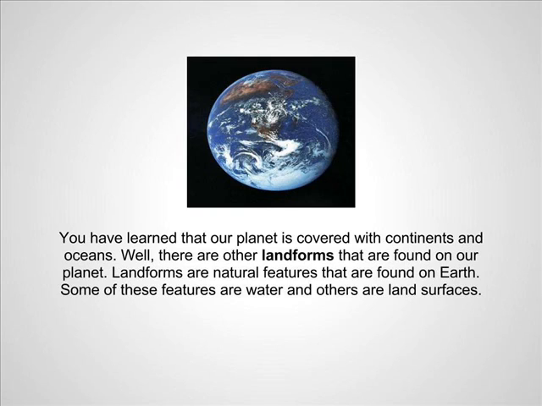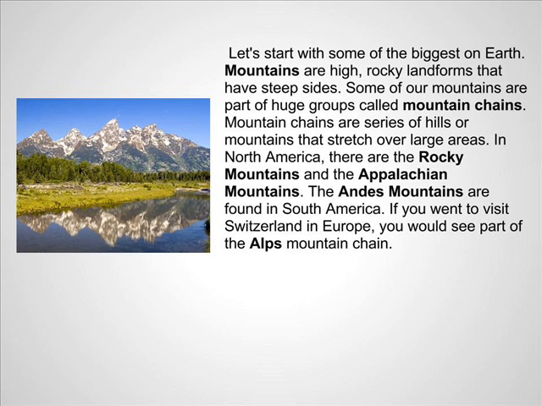You have learned that our planet is covered with continents and oceans. Well, there are other landforms that are found on our planet. Landforms are natural features that are found on Earth. Some of these features are water and others are land surfaces. Let's start with some of the biggest on Earth.